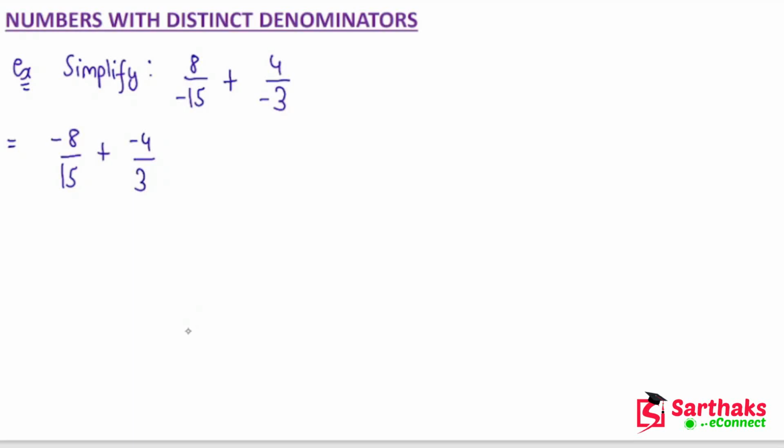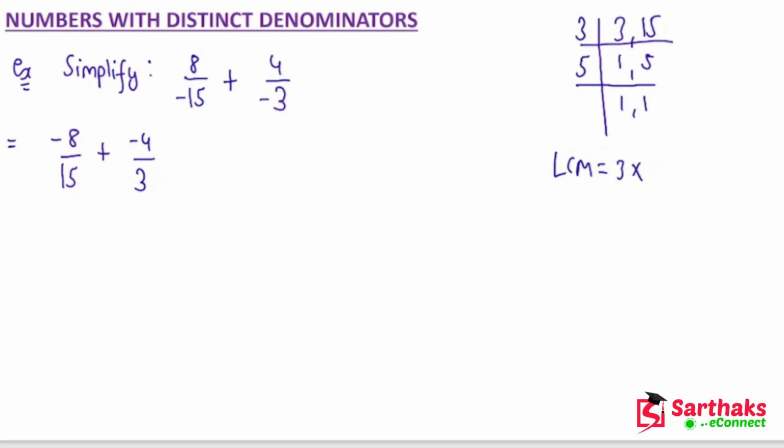Now what we have to do? We have to take the LCM of 3 and 15. But again, we know that LCM of 3 and 15 is what? 15. Let us verify. Let's divide by 3, we will get 1 comma 5, and then we will divide by 5 and we'll get 1 comma 1. So the LCM is 3 into 5, which is 15.